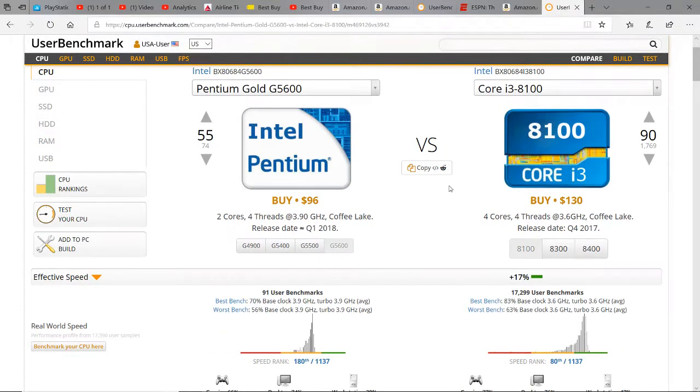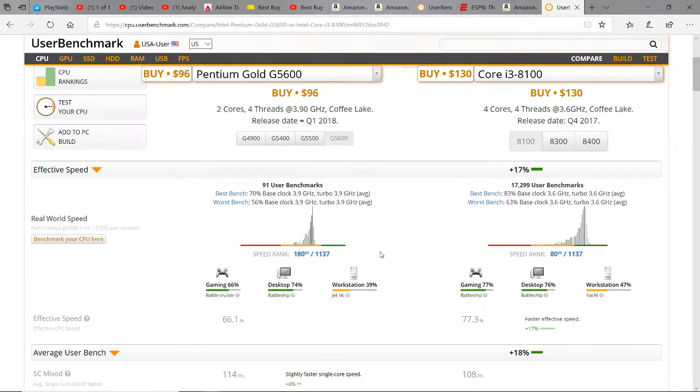Alright, so now we're looking at this. So now we jump up to 4 cores, 4 threads. Okay, so speed is reduced, however this thing is much more capable. See, now it's 80th ranked. When I originally got my first i3, I believe it was 37, so it just shows you a lot of things change.